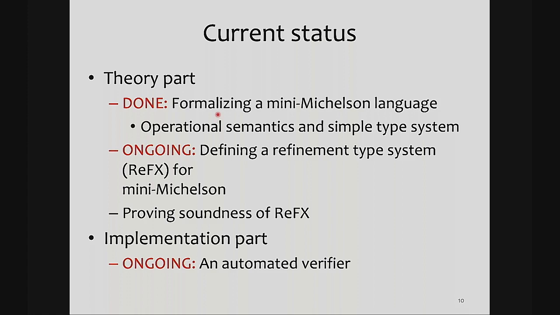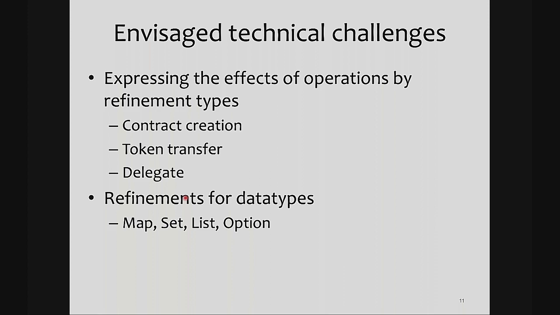Although the extension with refinement types is going really smoothly, we envisage some technical challenges. For example, one is expressing the effects of the operation. Indeed, the Michelson language has several effectful instructions, for example contract creation, token transfer, and delegate. As a practical verifier, we want these effectful instructions to be captured by a refinement type system. In the Michelson language, these effects are expressed in the form of operations, which are values returned from the contract. So we want a good refinement language that can express the effect caused by these operations.